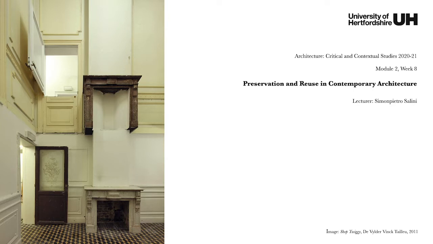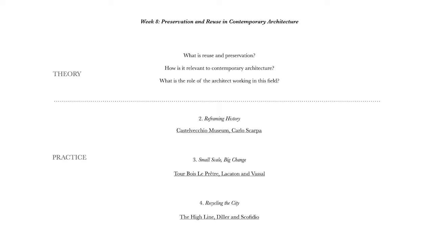So today we will talk about reuse and preservation in architecture, two topics that are among the most relevant to contemporary design. The goal of this lecture is to allow you to gain as much knowledge as possible in order to become critical about issues such as transformation, adaptive reuse, and sustainability in architecture.